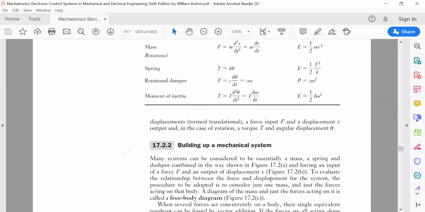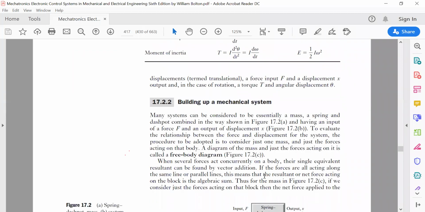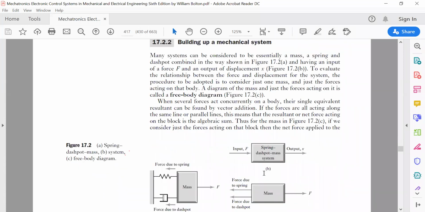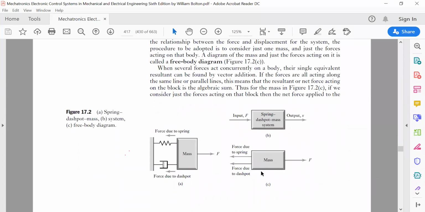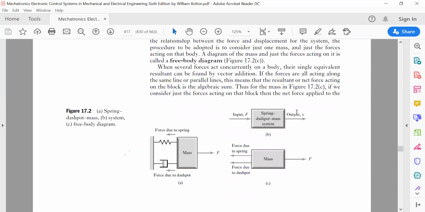Now we can build up a mechanical system. You can take one example for this: a spring dashpot mass system. You have a spring, a dashpot and a mass, all three elements over here. You are applying a force, and you will definitely get some output x. Once you apply a force, what you get back is the force due to the spring and the force due to the dashpot.